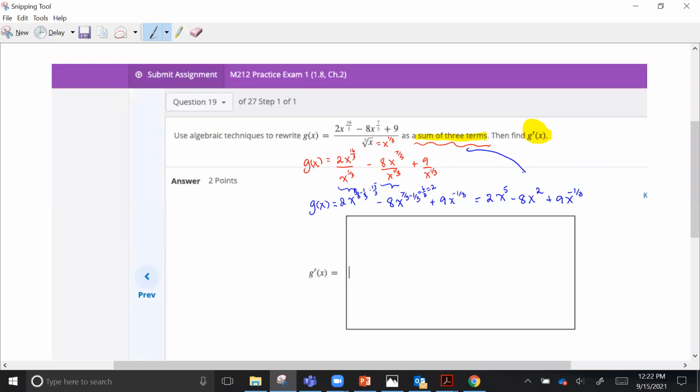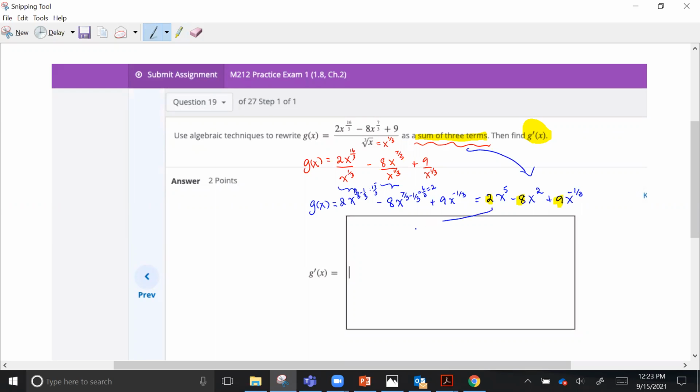So right now we have the sum of 3 terms for G. Are you guys okay so far? When you have 3 terms, you find the derivative term by term. The first one, you have a constant multiple times x to the power 5. The second term, you have a constant multiple times x to the power 2. The last term, you have a constant multiple times x to the power negative 1 over 3.